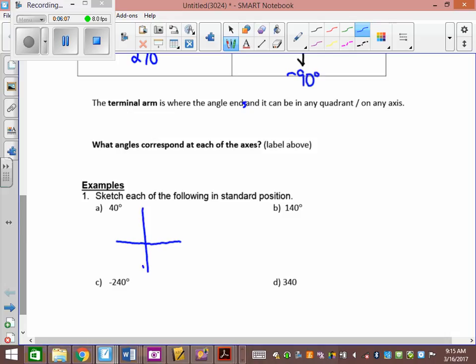So before I sketch anything, you guys, I label my axis because that makes life so much easier. So this one is 0. This one is 90. This one's another 90, so 180. Then another 90, 270. Then another 90, 360. Where does 40 fall? Remember, our quadrants are like this: 1, 2, 3, 4. What quadrant does 40 fall in? 1.